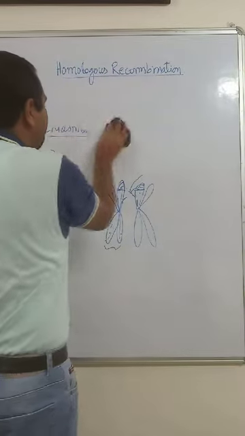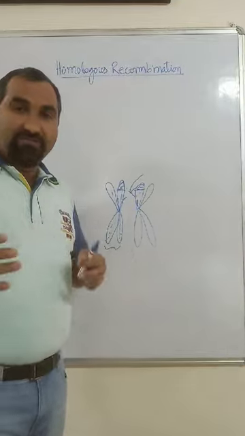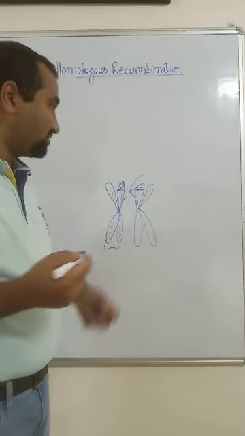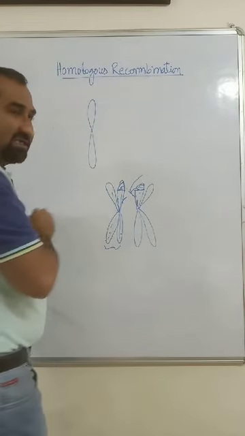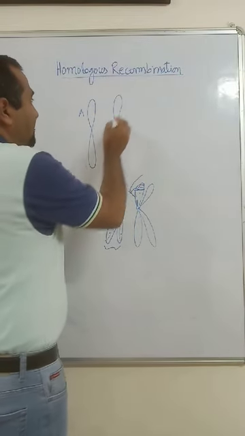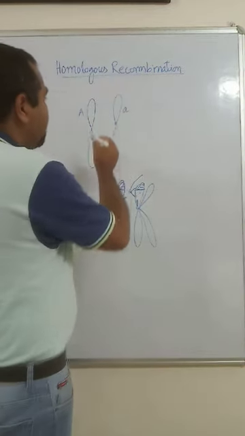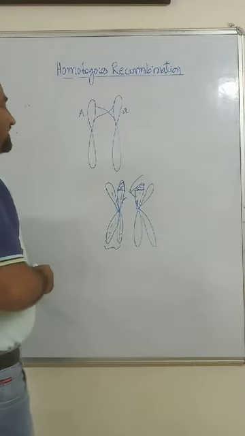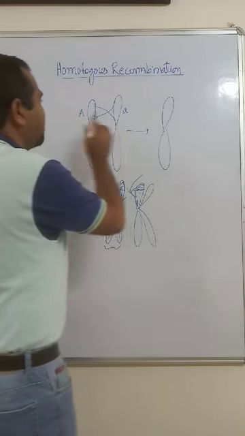As the term is self-explanatory, recombination means to recombine. It means the formation of a new combination. So when we represent a chromosome like this and another chromosome like this, and suppose this is A and this is a, what happens if exchange of genetic information takes place at these places?